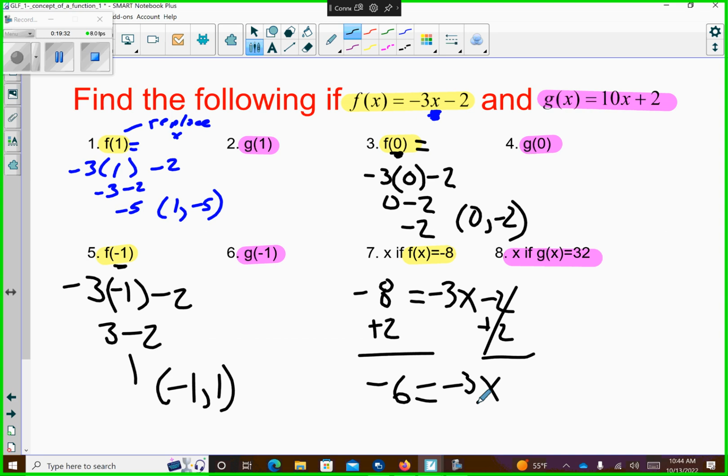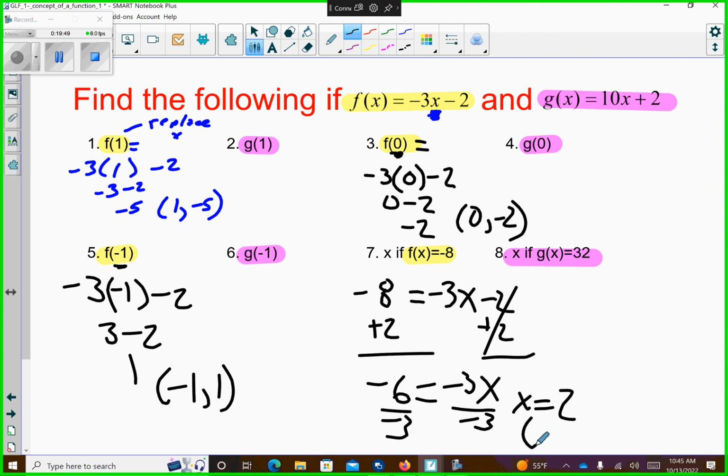All right, let's switch colors. Go green. I'm no longer using the yellow. I'm going to go to the pink. Does that make sense? So I have g at x. Notice g at x and f at x. This is still what y used to equal.